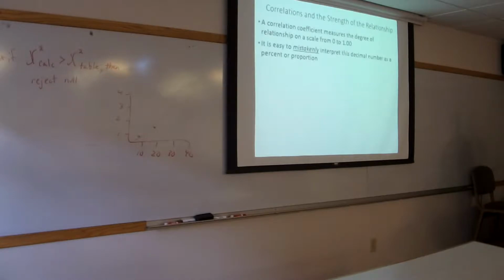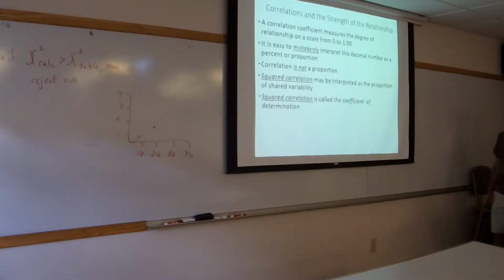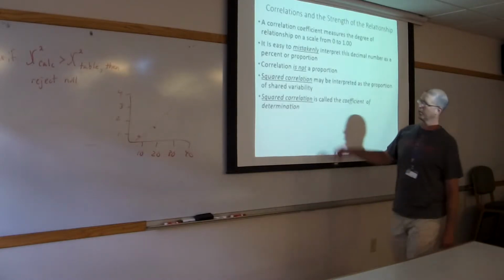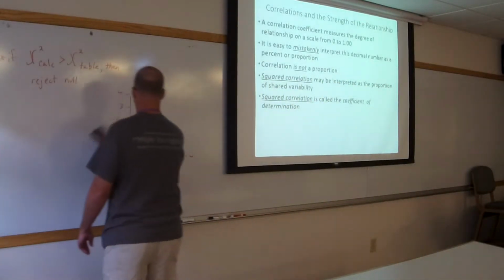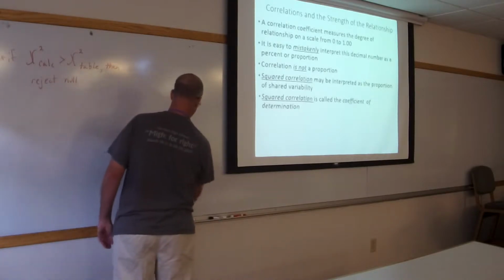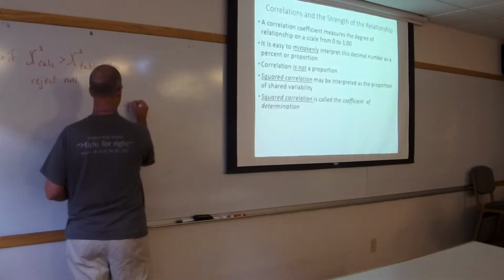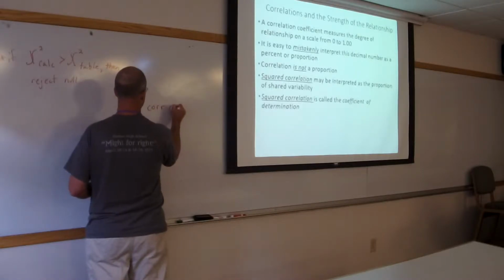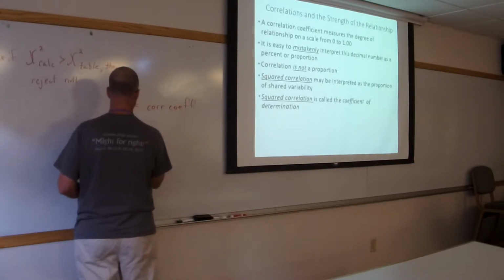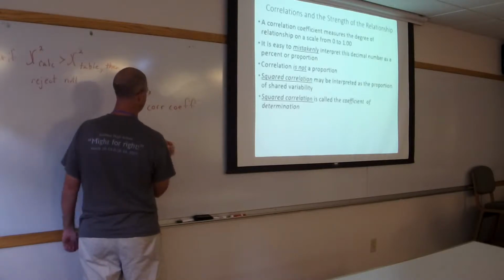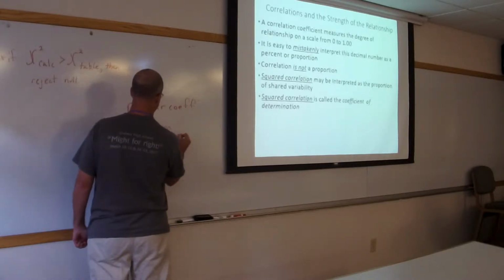Review. It's not a percent. It's not a proportion. Okay, so squared correlation, R squared, it's called the coefficient of determination. So R is the correlation coefficient. R squared, which is R times R, is called coefficient of determination.